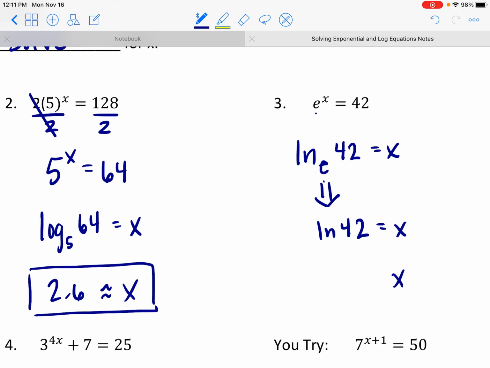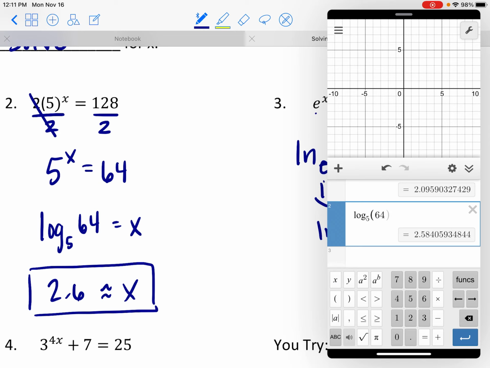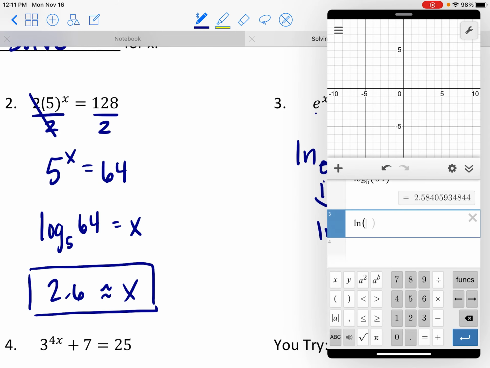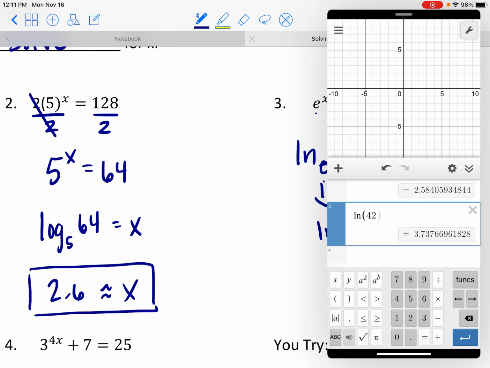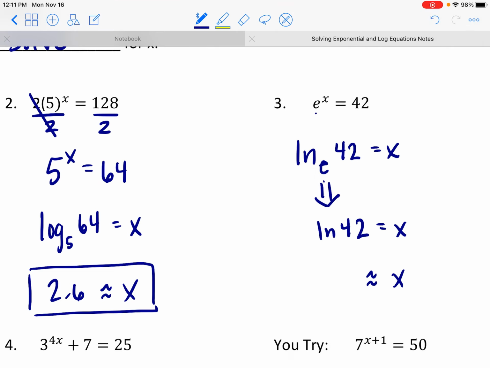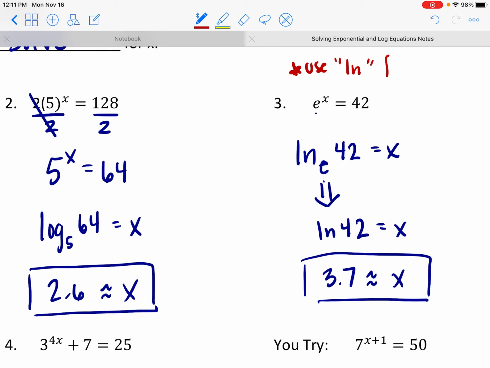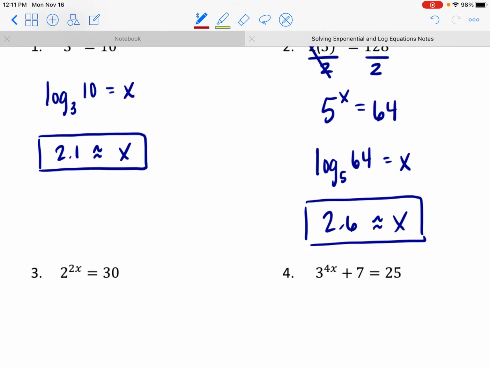So we're going to approximate this using our natural log. So what is the natural log of 42? It's about 3.7. Okay, so anytime you have a base of e, use the natural log. Use natural log for base e. Okay? All right, let's try another one.